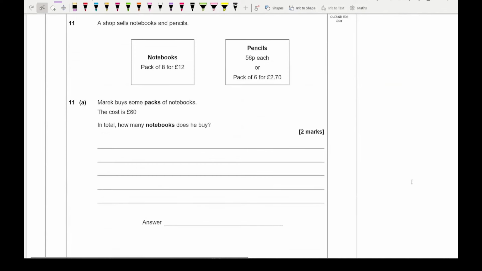Moving on to question 11, it says that a shop sells notebooks and pencils. Notebooks sell in packs of 8 for £12, and pencils are either sold 56 pence each or packs of 6 for £2.70. It says Marek buys some packs of notebooks. It costs £60 in total. How many notebooks did he buy? So what we need to do here is divide to see how many packs of 8 we can buy for £60. If I do 60 divided by 12, that gives me 5, so it's going to be 5 packs. But the question is asking for how many notebooks, not how many packs of notebooks. So we then need to multiply that number by 8, and 5 times 8 is 40.